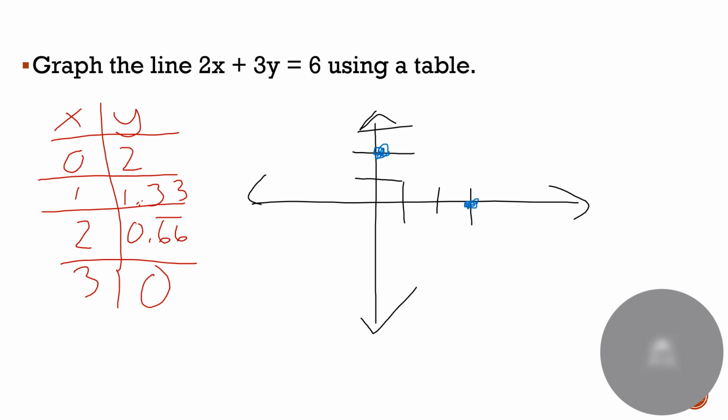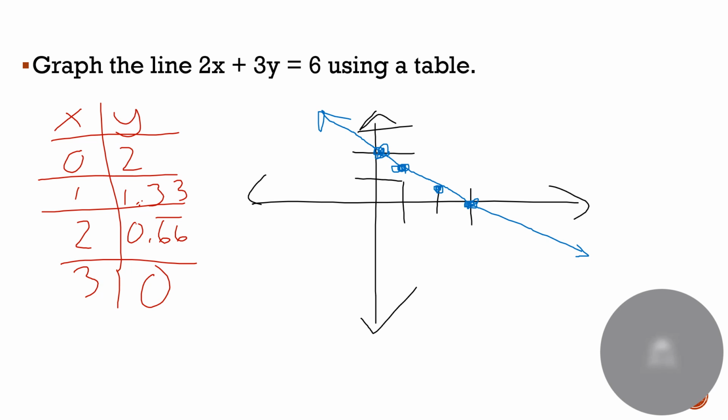line. So if I go over 1 and then up 1 1/3, I am estimating that, but it would be right about there. And if I go over 2, I would go up about 2/3 of the way, which would be right about there. And you can tell that even though those are yucky points, they are actually on the line. Do make sure that you graph the line itself and don't just plot the points. I remember that being an issue a couple years ago where students would just plot all these lovely points and they didn't actually graph the line.